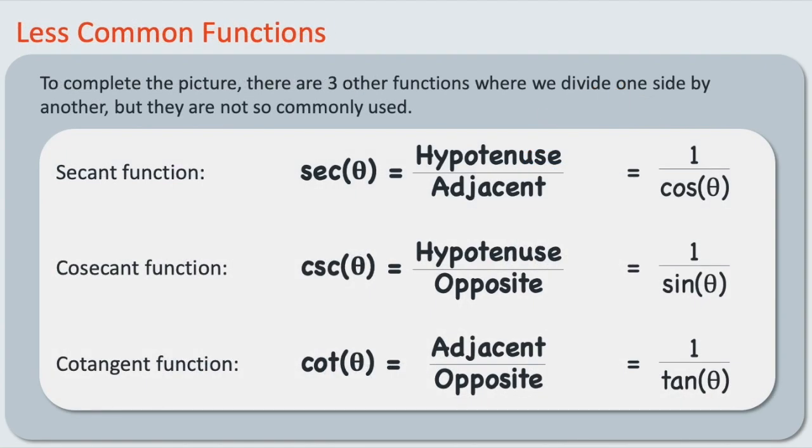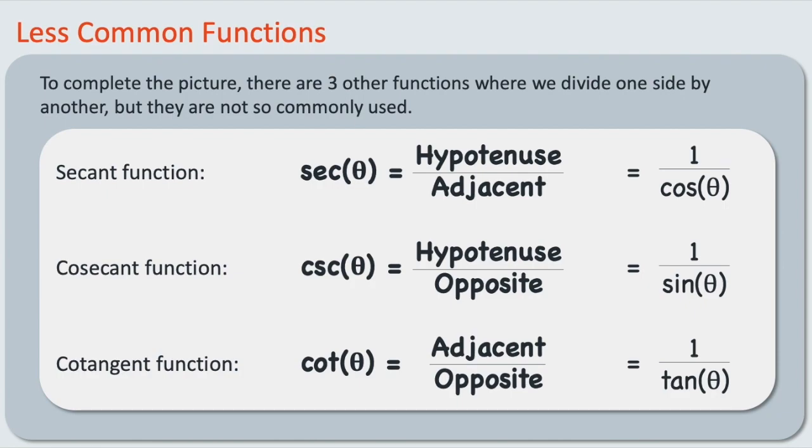To complete the picture, there are three other functions where we divide one side by another, but they are not so commonly used. Secant function. Secant theta is equal to hypotenuse divided by adjacent. This is 1 over cos theta, or inverse cos theta. Cosecant function. Cosecant theta is equal to hypotenuse divided by opposite, which is inverse sine theta or 1 over sine theta.